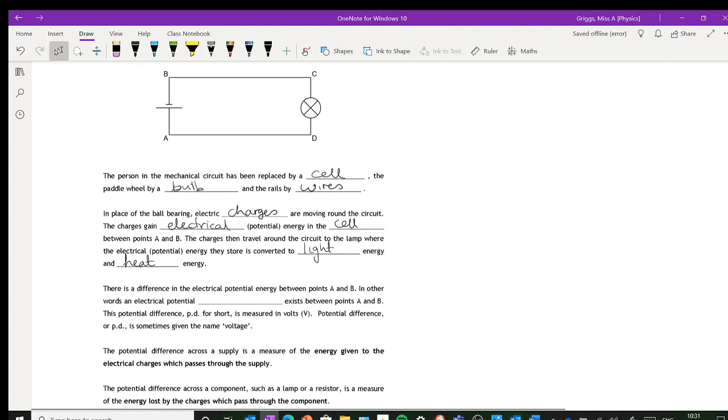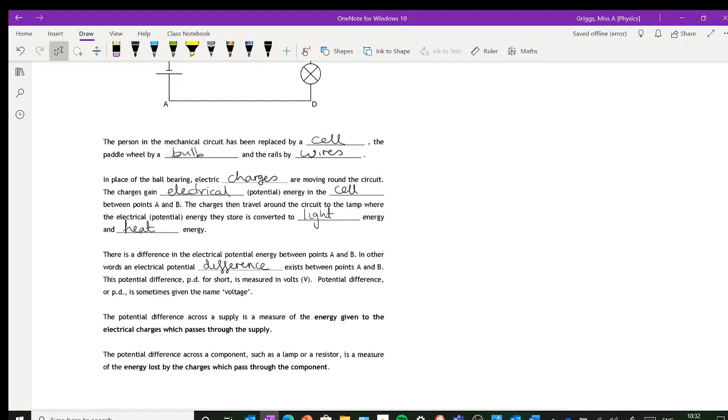There's a difference in the electrical potential energy between points A and B. In other words, there's an electrical potential difference that exists between points A and B. The potential difference, or PD for short, is measured in volts. Potential difference, or PD, is sometimes given the name voltage, and we use them interchangeably.